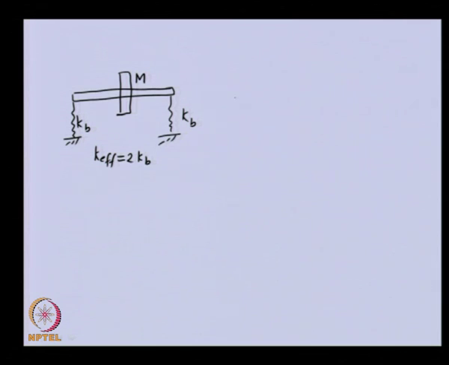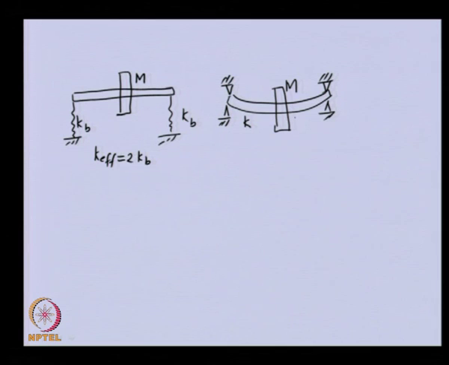If we take another model in which we take the bearings as rigid, and the shaft is flexible, at mid span we are mounting one rotor having mass m. The mass of the shaft is negligible as compared to the mass of the disc at the center, and bearings are rigid. And the transverse stiffness of this shaft, from strength of materials concept, we can write as 48 EI by L cube, where L is the length of the shaft, E is the Young's modulus, and I is the second moment of area.